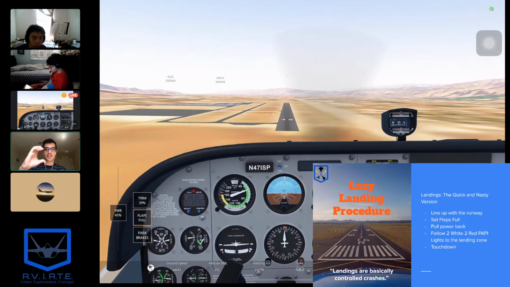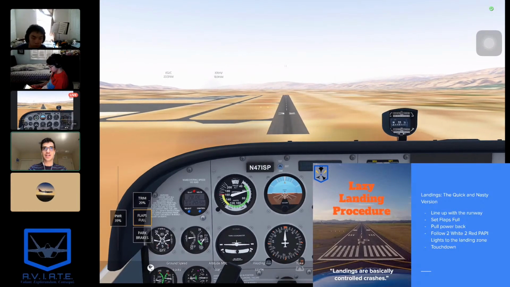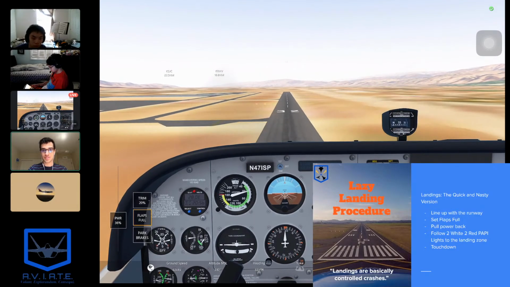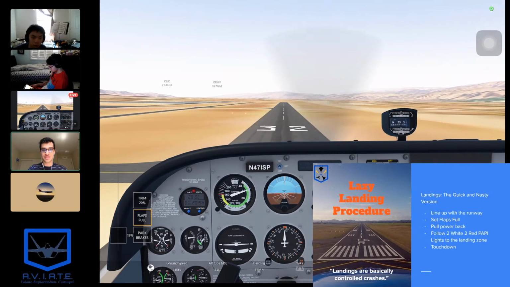It's also kind of a diamond shape. It's widest where most airplanes have touched down, and that's generally where you want to touch down. But it can get weird if the runway is wet, so watch out for that.